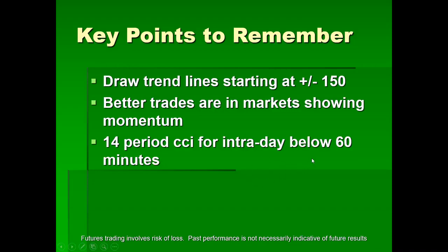So we know that better trades are in markets showing momentum, and we're going to use the 14-period CCI for intraday application on chart time frames below 60 minutes, okay? Or like on my range bars, or the Renko, or whatever you want to use, Heikin-Ashi, okay?